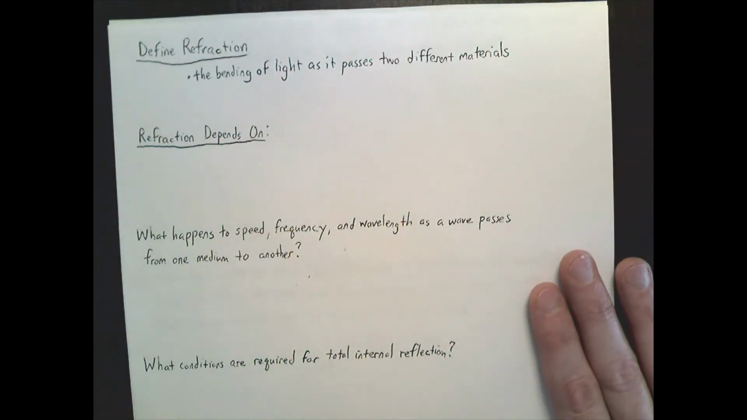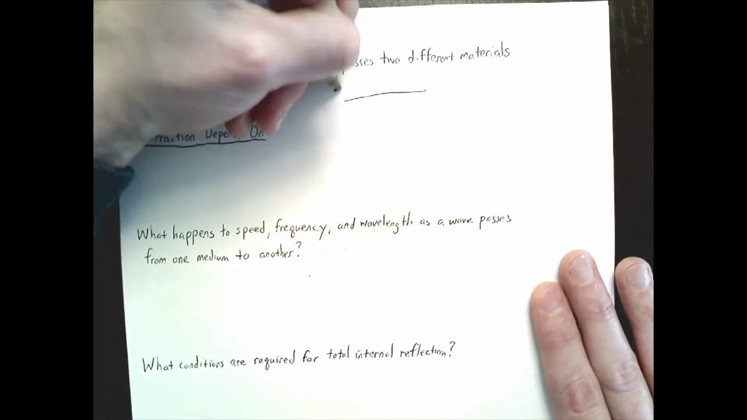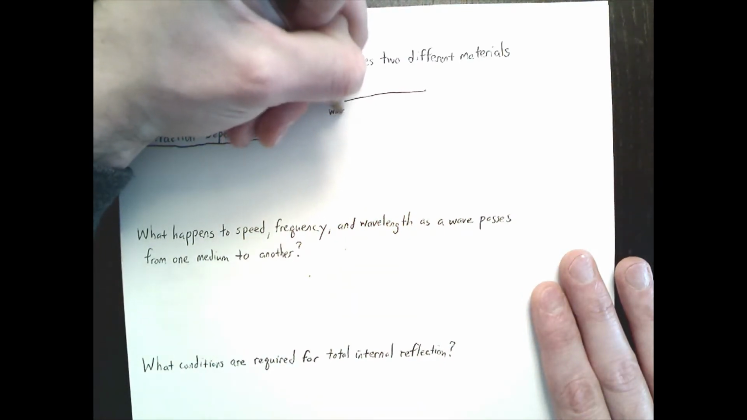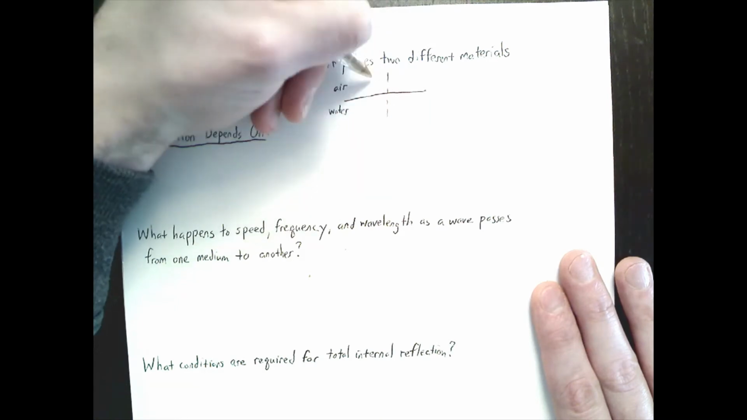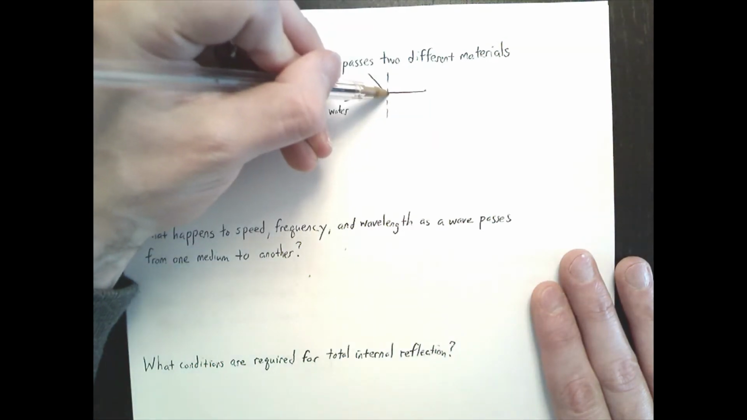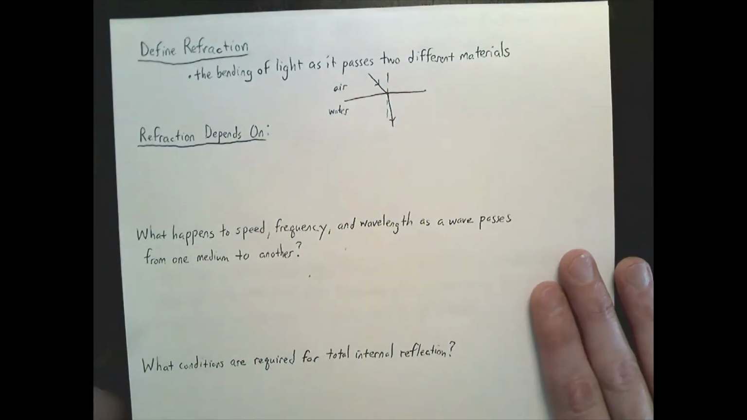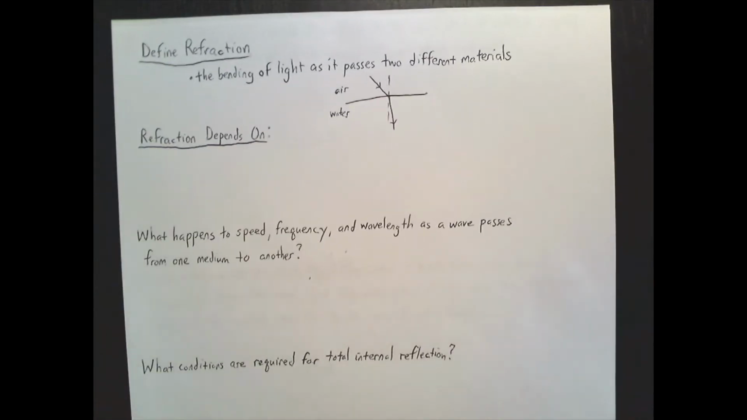So light goes from one material to another. So for example, if I have air and water, that light comes in at some angle and then it bends to a different angle as it enters the water. So light changes its course based on what material it starts and ends in.